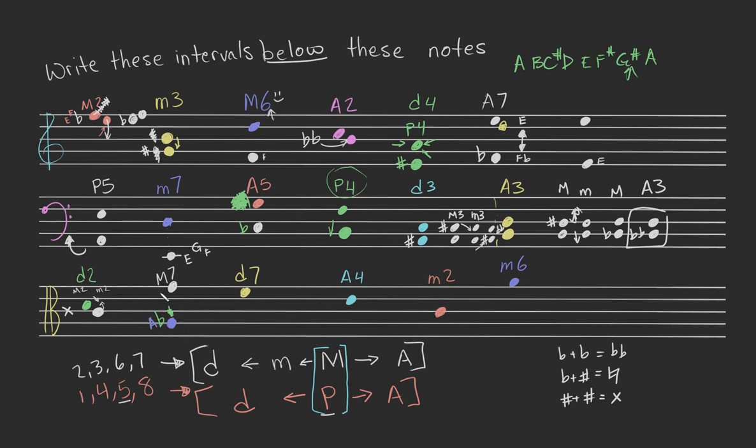We got 4 more. Okay, we got A. So that would be A flat going down. Actually, that works for both. This is the flat for that, and there's the flat for that, so it kind of works.